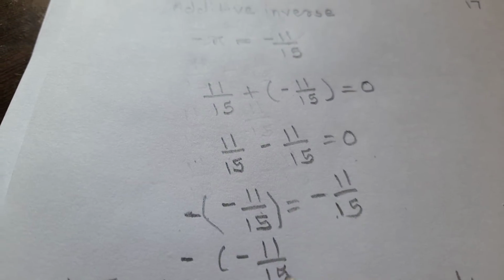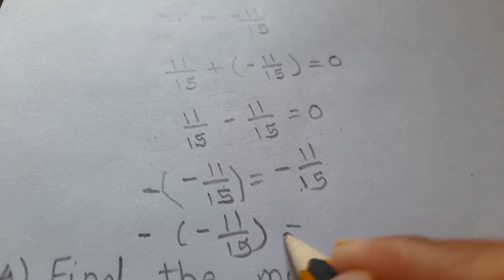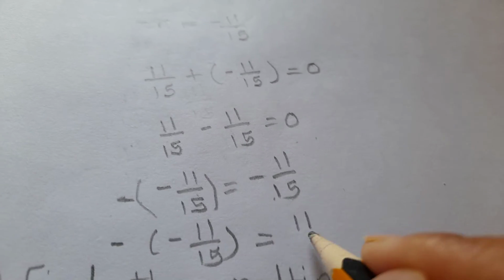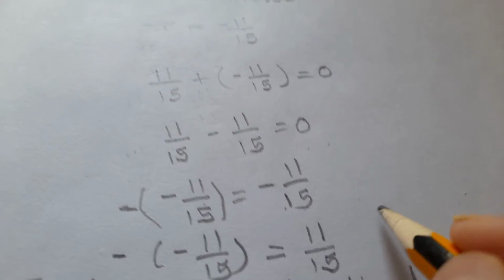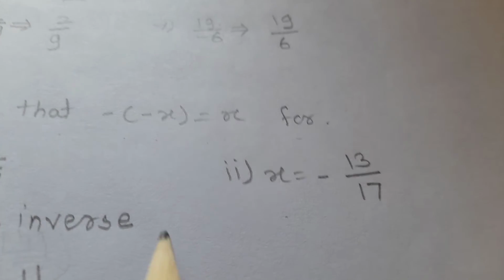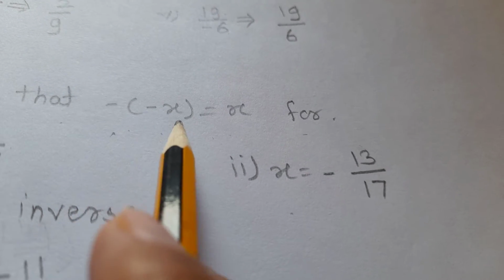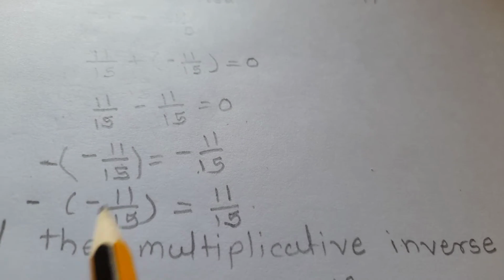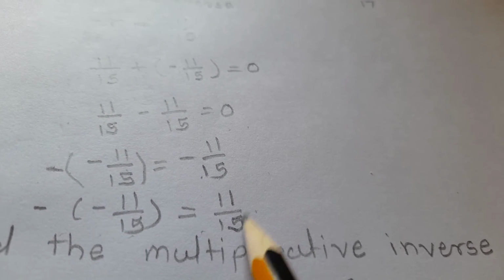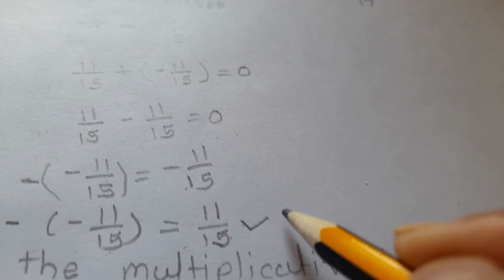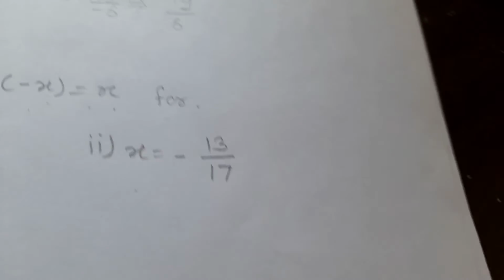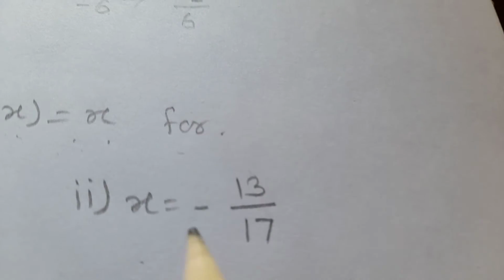Minus of minus 11 upon 15, and here minus minus gets plus 11 upon 15. Hence it is verified that minus of minus x is equal to x. Minus of minus x is equal to x, which is verified. Second example.